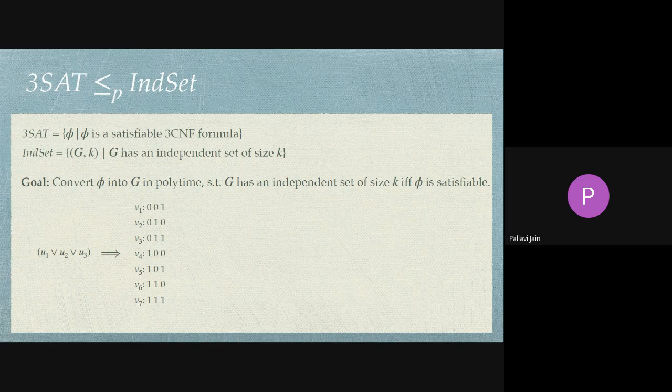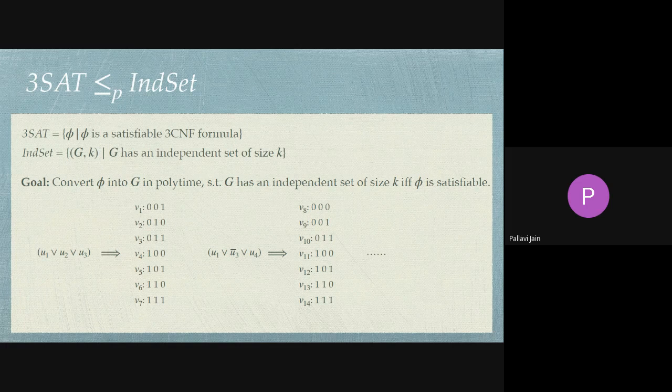We do this for one clause, then for the second clause. Suppose this is your second clause. Here the only value that will not satisfy this clause is 0, 1, 0. So again we will have 7 vertices, and you do this for all the clauses. In total, how many vertices will our graph have? 7 times the number of clauses, right? So this is the vertex set.